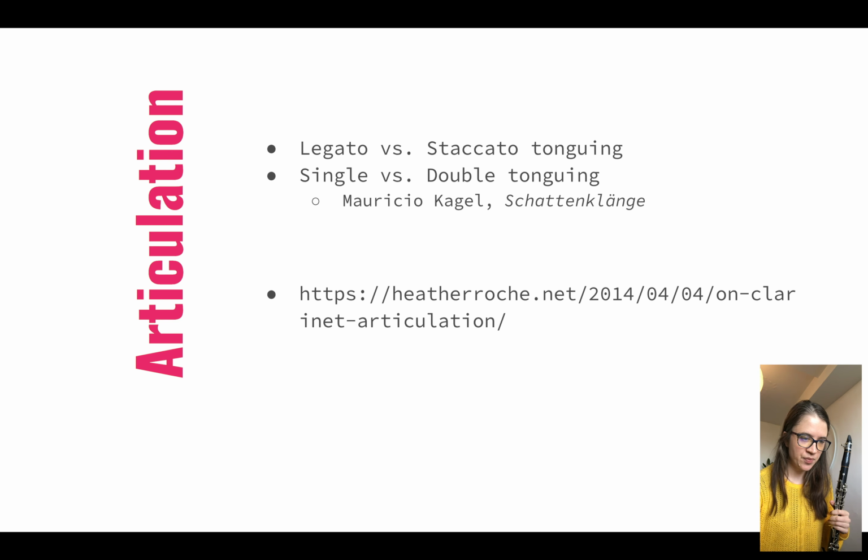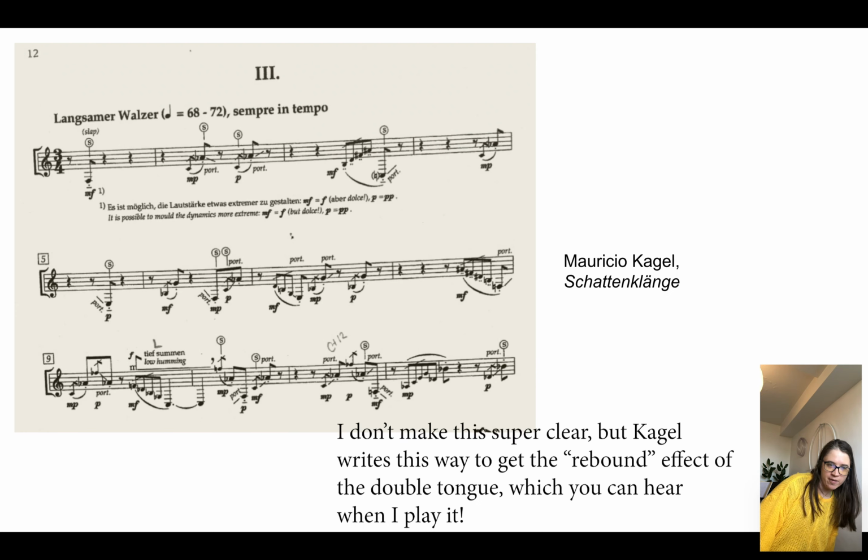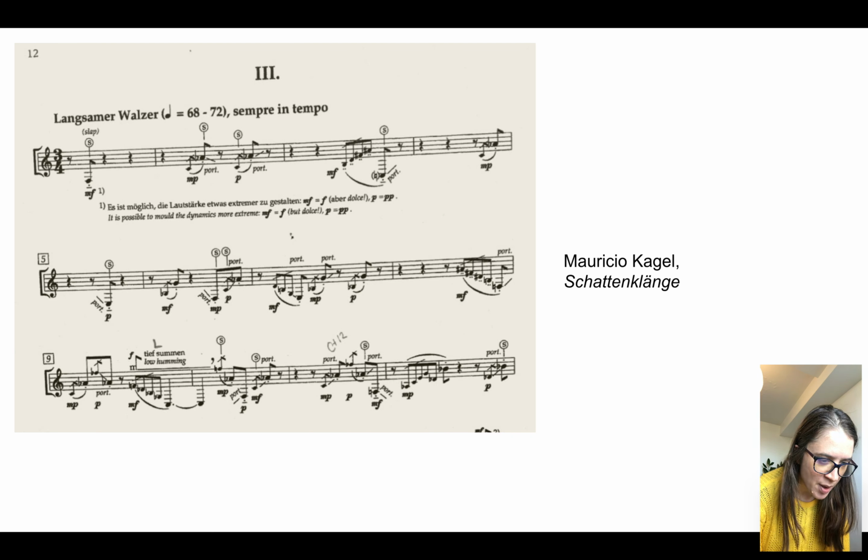But Kagel in this score, Schattenklänge, fantastic piece actually, I think there's a really good recording of it on Spotify as well, if you want to hear the whole thing, he does use it. So you see in the third measure, he puts these double dots under each note, and that's signifying double tongue. This piece is for bass clarinet. So he writes this. And where he writes S, those are slap tongues, but we'll get to those in a second.